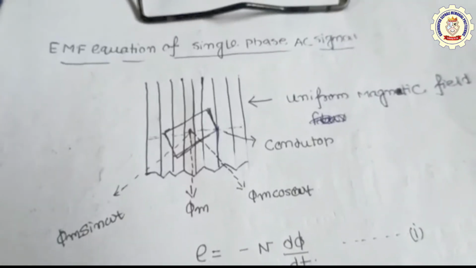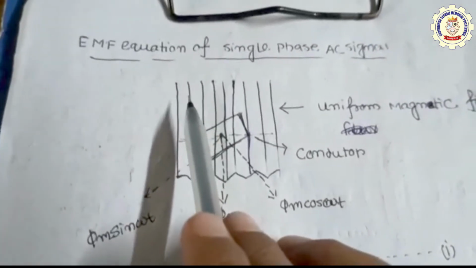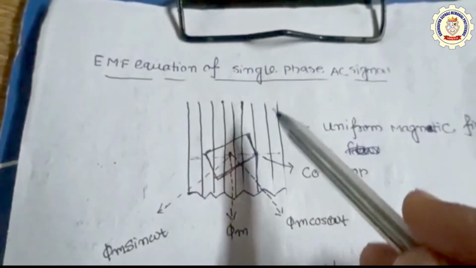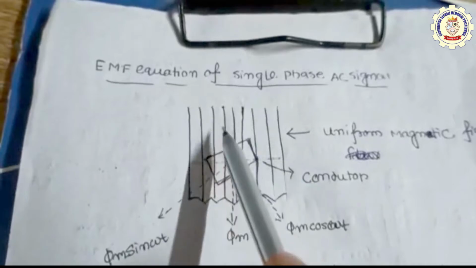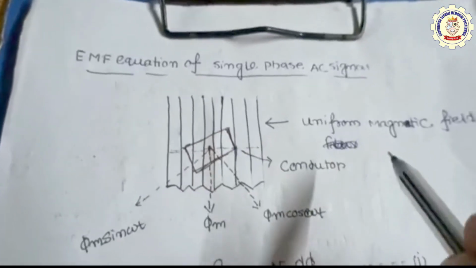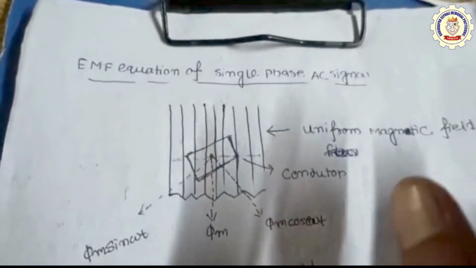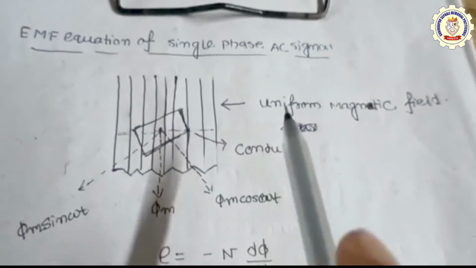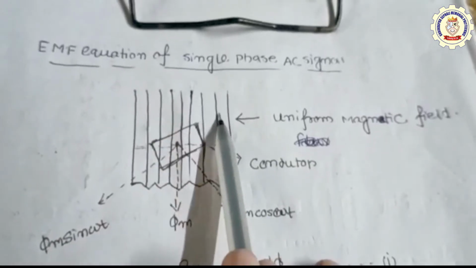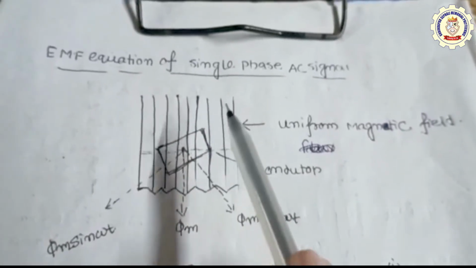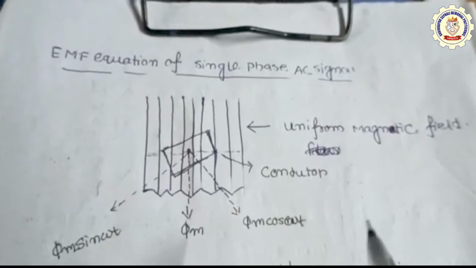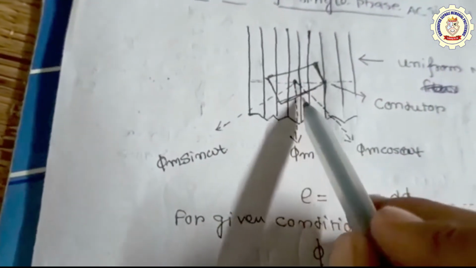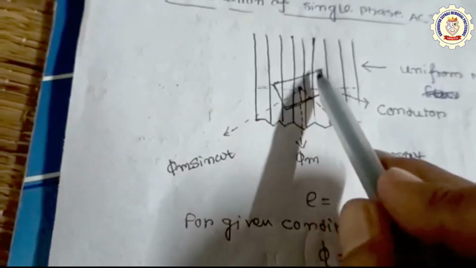So at first we consider a uniform magnetic field. This drawn line represents a uniform magnetic field. We have already considered it. So we have a uniform magnetic field that is represented by this line. Okay, in the uniform magnetic field we place a conductor.